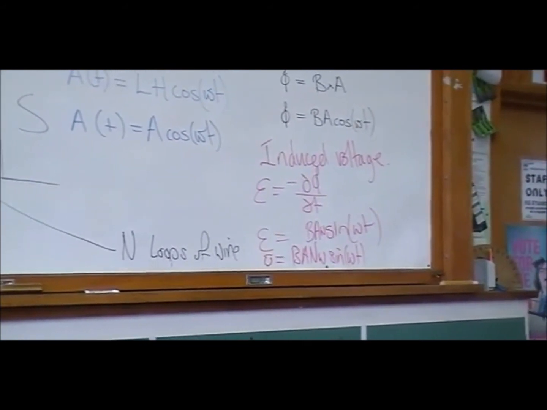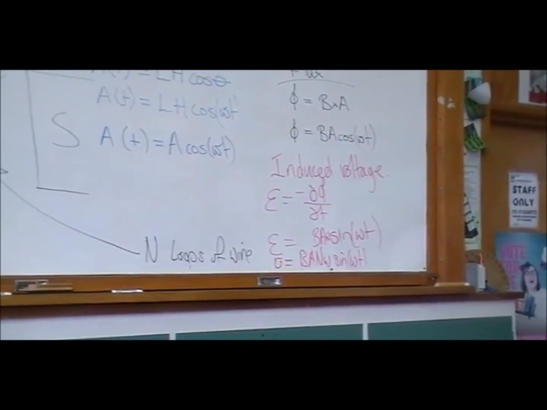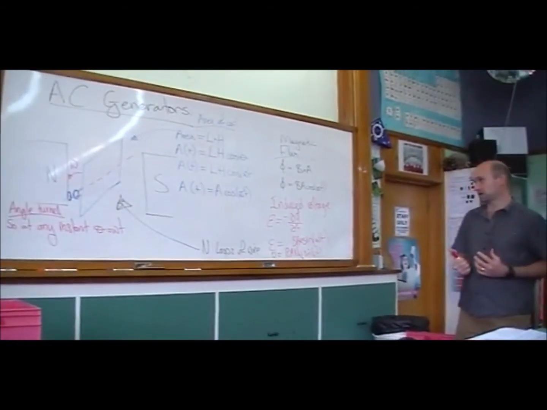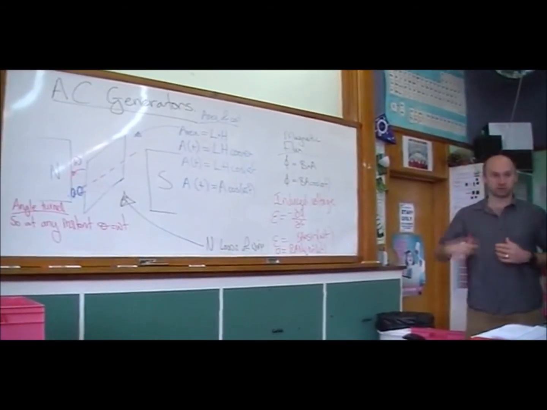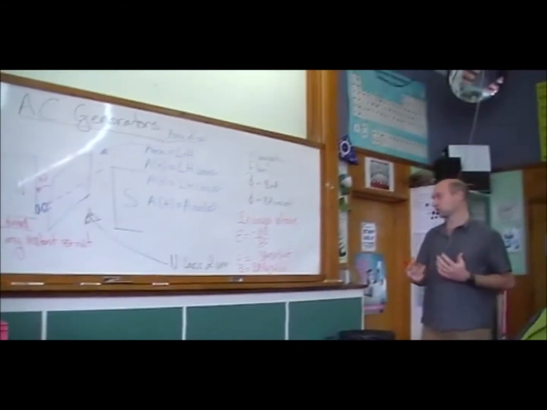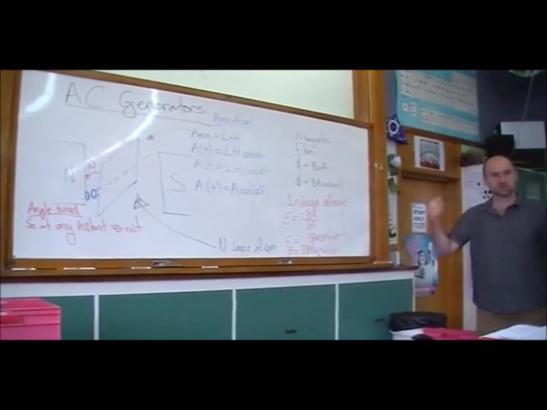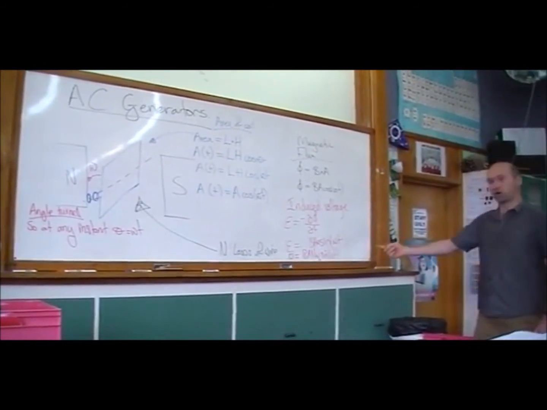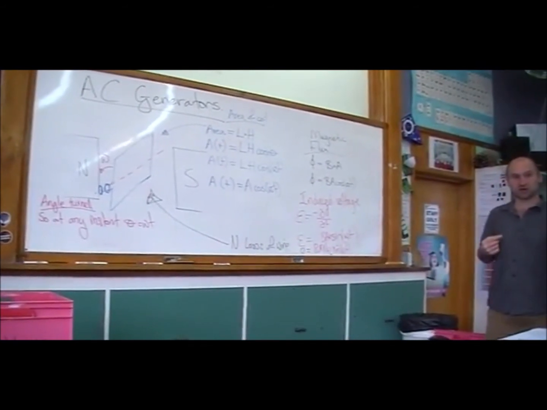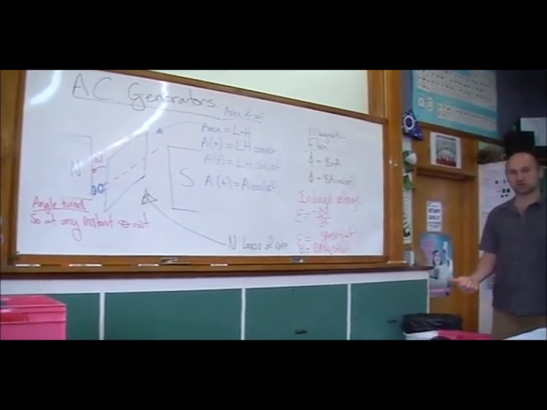The stronger the magnetic field strength, the bigger the voltage. The area of the coil, bigger area, bigger voltage. The number of loops of wire, more loops, more voltage, and how fast we turn the handle on it. The omega, the greater the angular frequency, the greater the induced voltage.